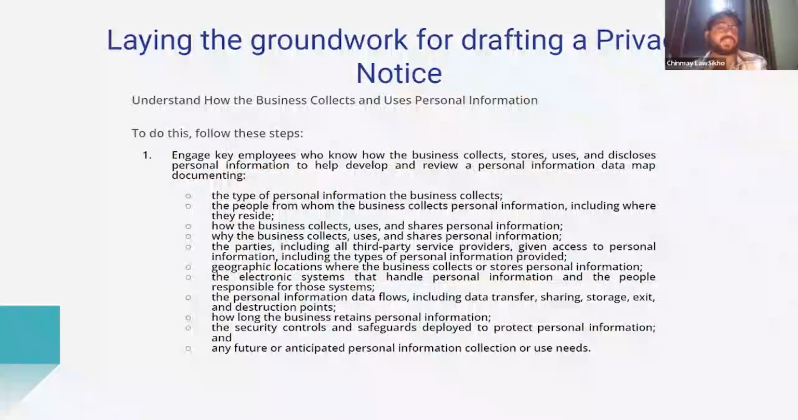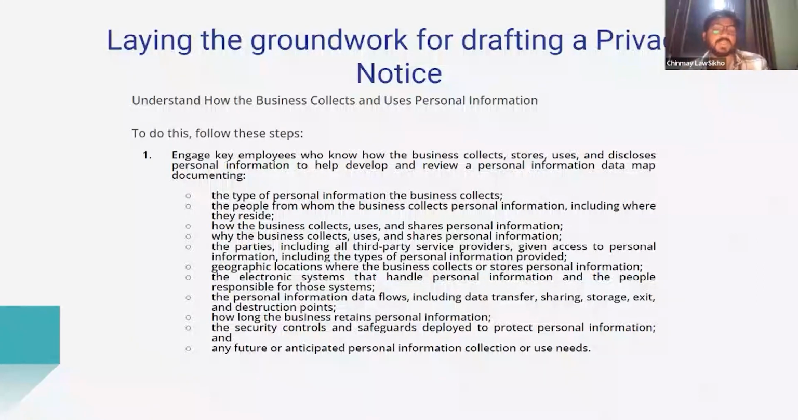You need to understand that a privacy notice is not developed in a week, right? You need to engage all the correct personnel of an organization before you start to create your first draft. This is how you do it, right? You follow these steps to understand how the business would collect or use personal information. Firstly, you would engage key employees. Key employees could be in HR, in operations, in the data science department, whichever the organization you feel would have key data, right? You go to them and ask these questions, which are about the type of personal information that the business would collect, and the people from whom the business collects personal information, including where they reside.